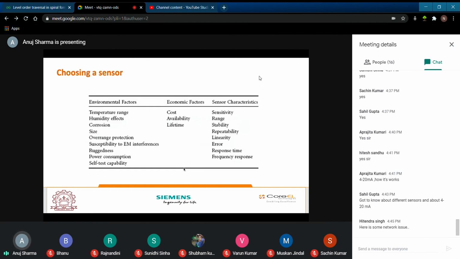Again, about choosing a sensor, there can be environmental factor, economic factor, and sensor characteristics. So sensitivity, range, stability, repeatability, linearity. Then error, response time, frequency response. Then environmental factor can be temperature range, humidity effect, corrosion, size, overrange protection, susceptibility to EM interferences, ruggedness, power consumption, self-test capacity.